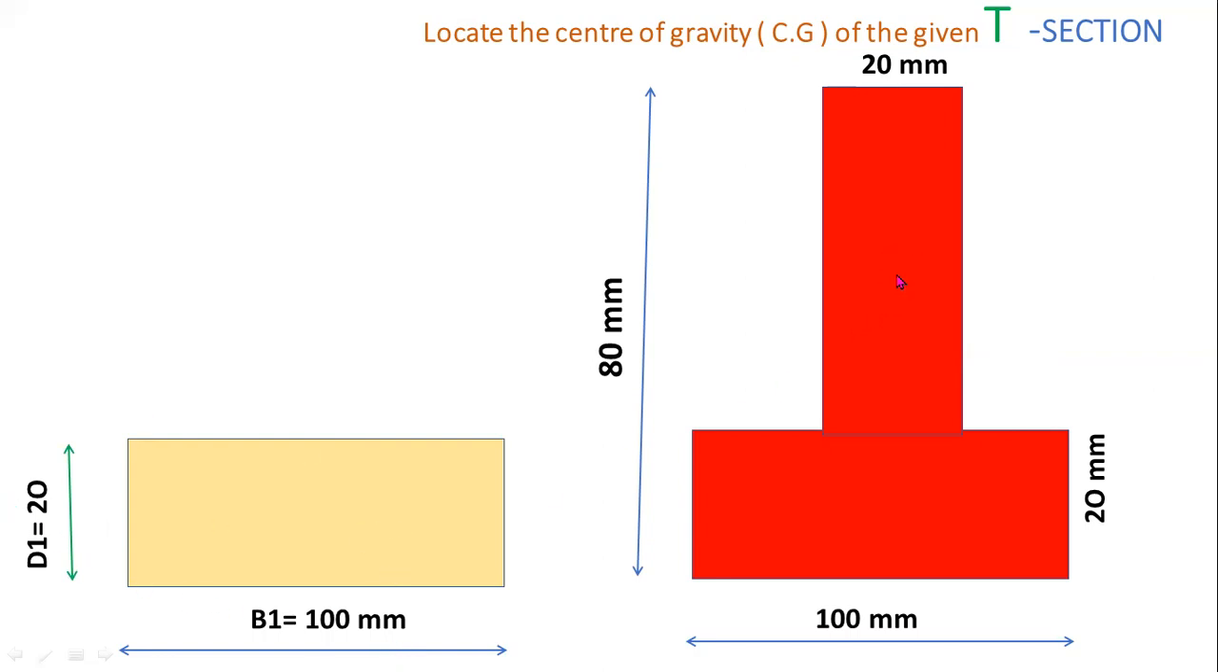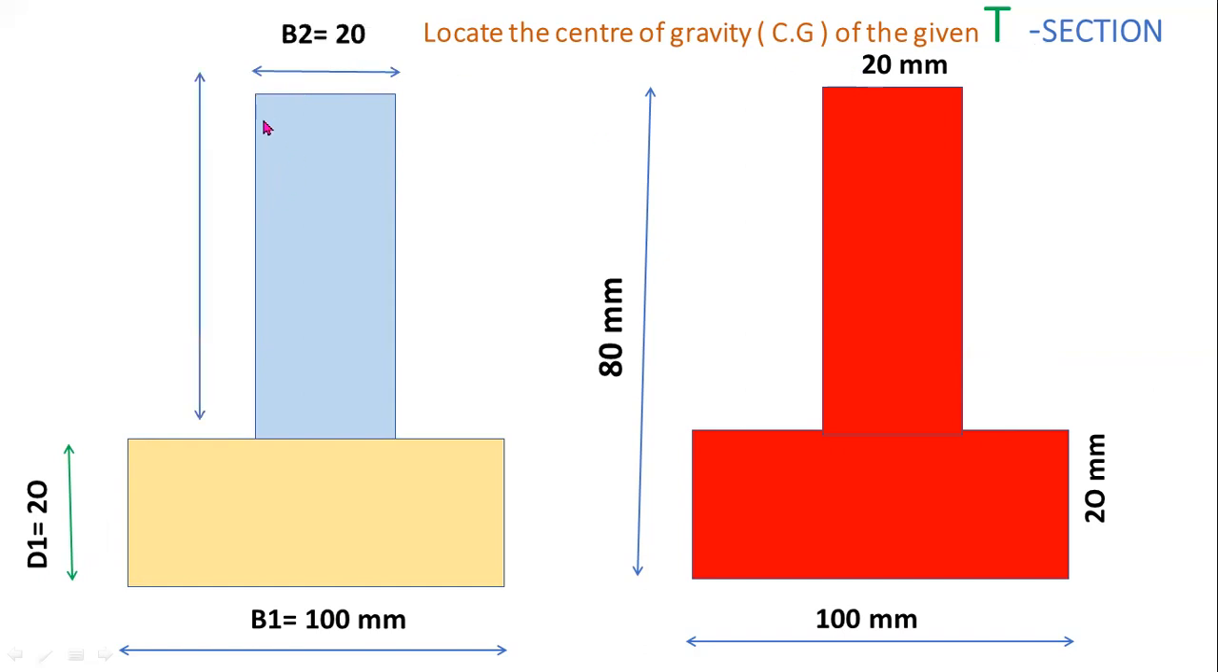Now I am considering this vertical rectangle as section 2. Here base B2 equal to 20 mm and depth D2 equal to 60 mm. So these all are the individual dimensions. Here, first of all, you have to split up this given T section into two rectangles: the bottom rectangle and the vertical rectangle.